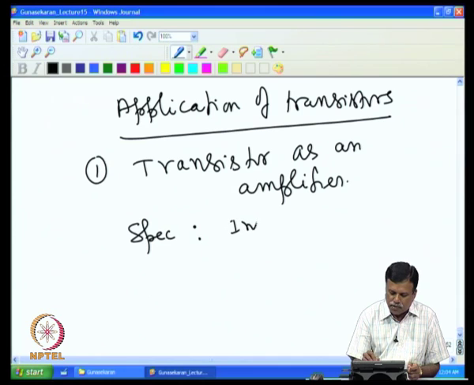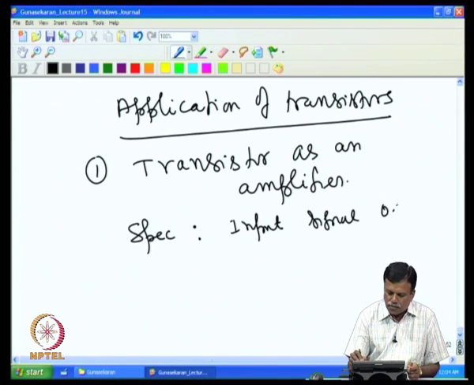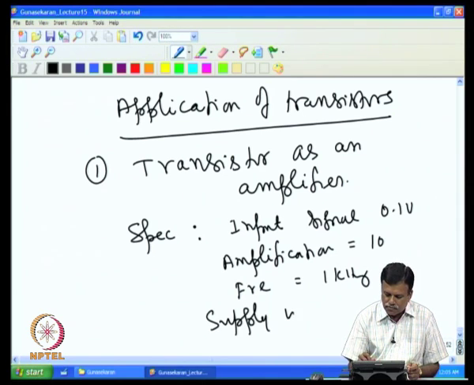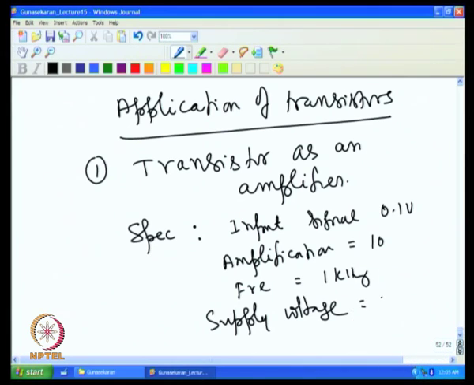Input signal is 0.1 volt. Then I want amplification by a factor of 10. Amplification required is 10. Assume signal frequency is 1 kilohertz. Then supply voltage. Supply voltage is say 10 volt is the supply voltage that we have.